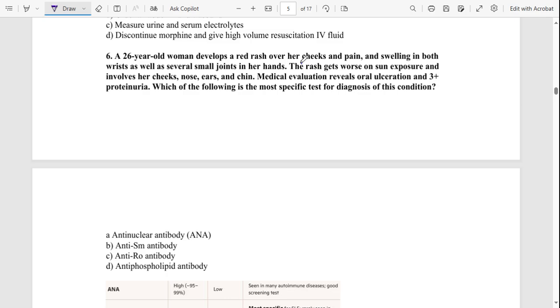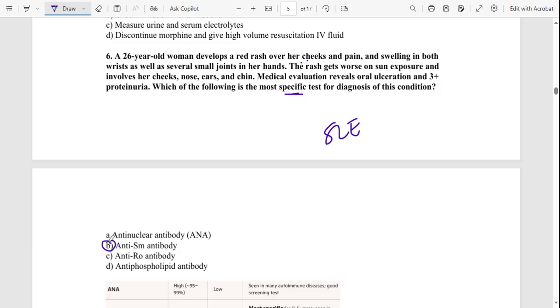Okay, what do you think is the condition here? What's the diagnosis? Yeah, more likely systemic lupus erythematosus. So, what is the most specific test? Antinuclear antibodies, anti-Smith antibodies, anti-Ro antibodies, and phospholipid antibodies. Any thought on this one?